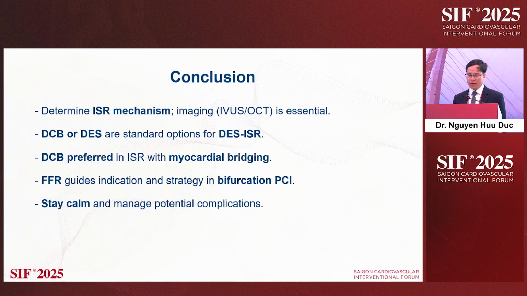So for conclusion, we can use OCT for ISR to identify the mechanism of restenosis, and DCB or DES depends on the mechanism of in-stent restenosis. And FFR is quite important when we choose the intervention for bifurcation, and when complications happen, we need to stay calm and manage the potential complication. Thank you.